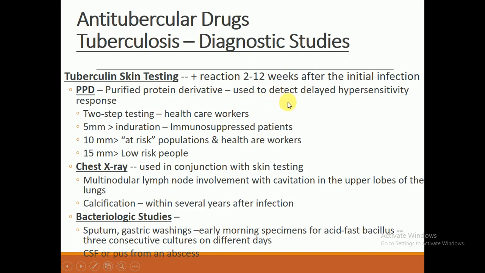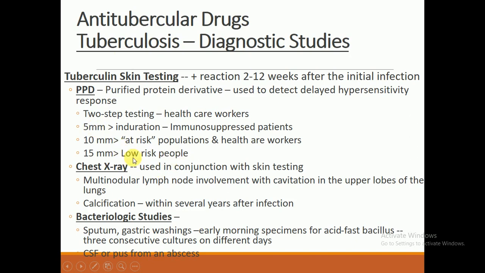These are the diagnostic tests usually performed for tuberculosis, and they are used to detect the delayed hypersensitivity response. In two-step testing by healthcare workers, an induration of 5 mm or greater is positive especially in immunosuppressed patients, those who have weak immune systems. 10 mm or greater is positive for those at risk, especially in the population and healthcare workers, while 15 mm or greater is positive for low-risk people.